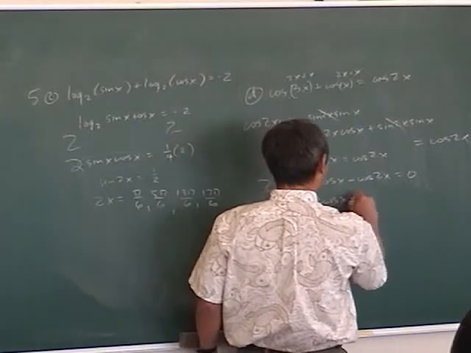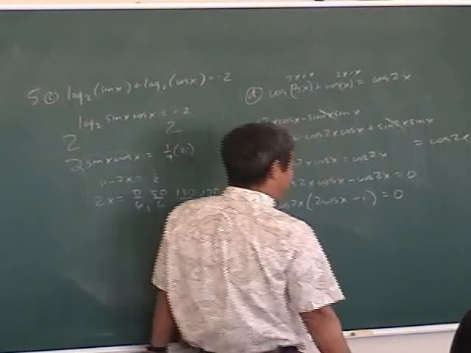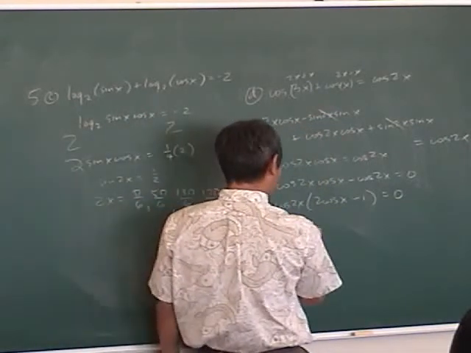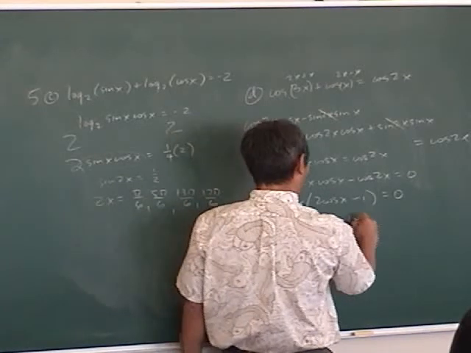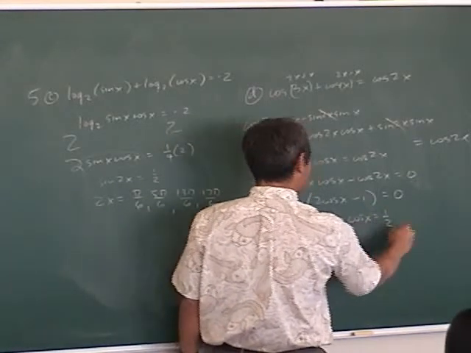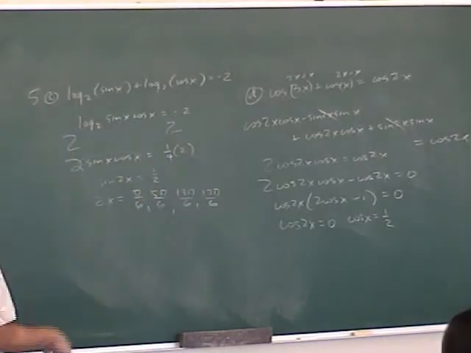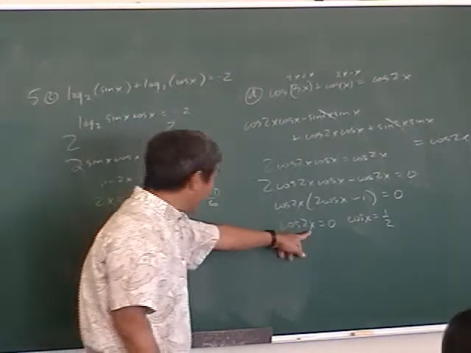And again, tomorrow, if it's not factoring, you're doing something wrong. Set each one equal to 0, so cosine 2x equals 0, or cosine x equals a half, and you guys can take it from there, right? That's like from last chapter. Don't forget to go 2 times around on this one, though.